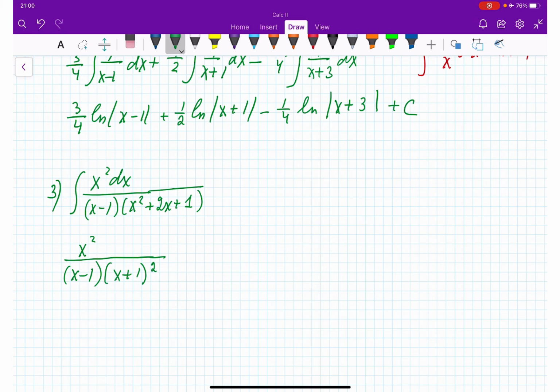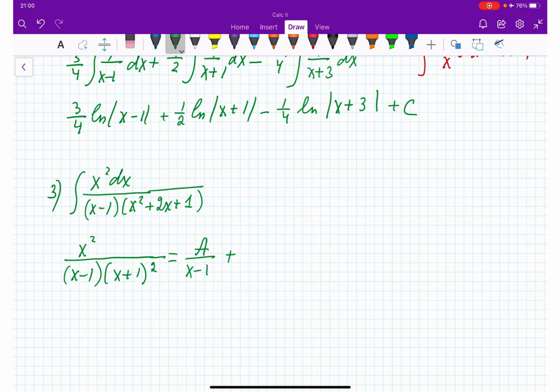So we have x plus 1 squared here. How are we going to deal with the square? So we're going to have a over x minus 1 and then plus, since x plus 1 squared includes x plus 1 to power 1 and x plus 1 to power 2, I'm going to break it down and use both of them.